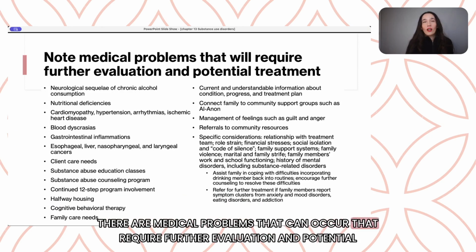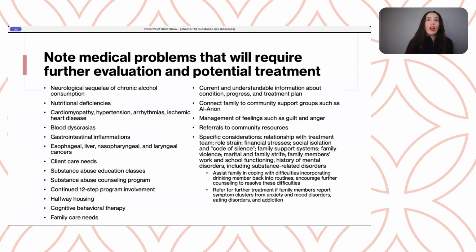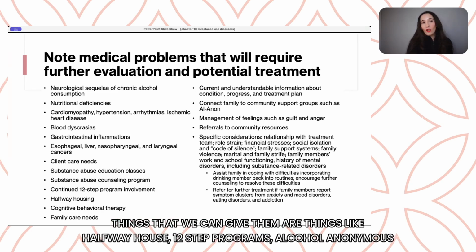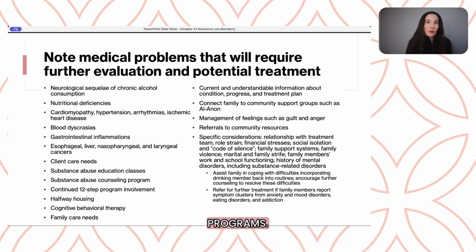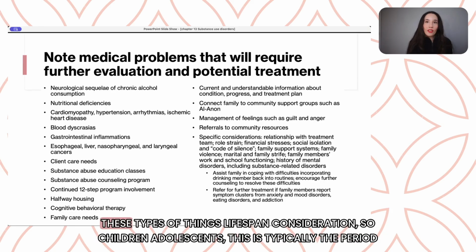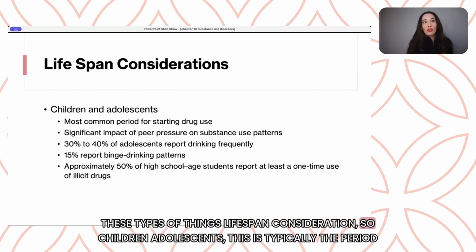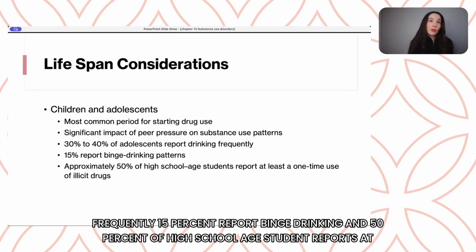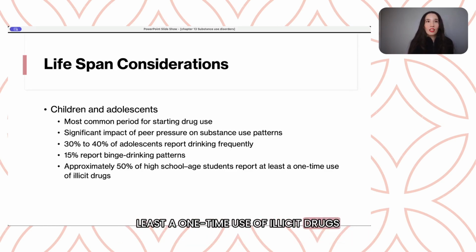There are medical problems that can occur that require further evaluation and potential treatment. So there can be neurological, cardiovascular, nutritional, and gastrointestinal issues. Things that we can give them are things like a halfway house, 12-step programs, Alcoholics Anonymous programs, help them to figure out how to manage guilt and anger feelings, refer to community resources, all of these types of things. Lifespan considerations: children and adolescents, this is typically the period when substance use starts, due to peer pressure. 30 to 40% of adolescents report drinking frequently, 15% report binge drinking, and 50% of high school age students report at least one-time use of illicit drugs.